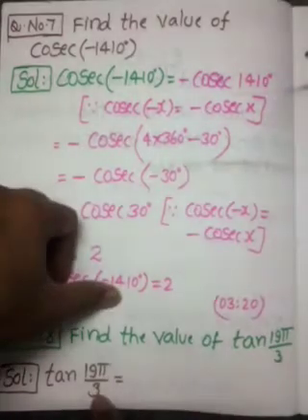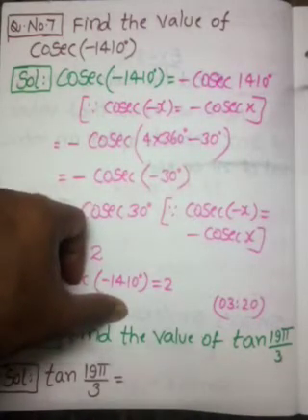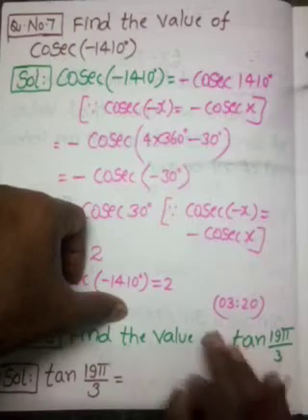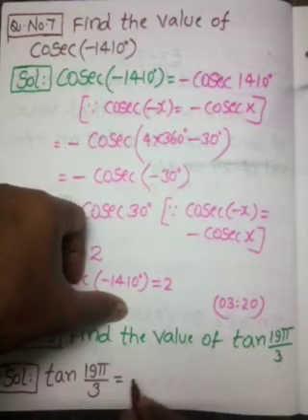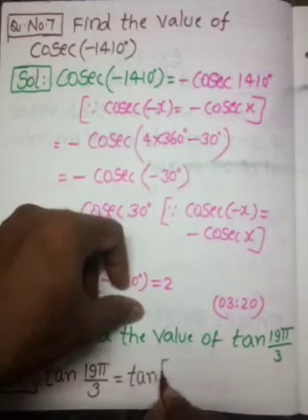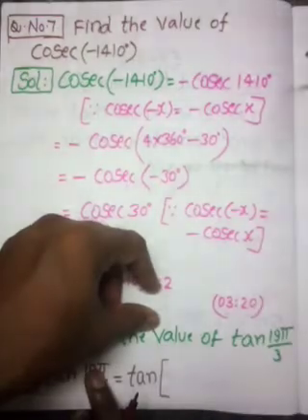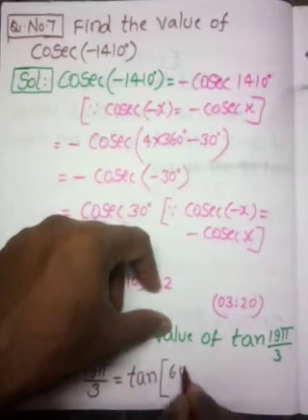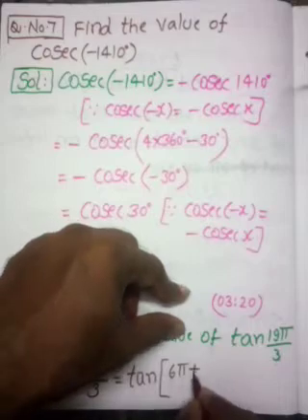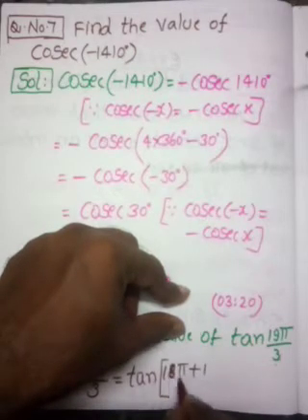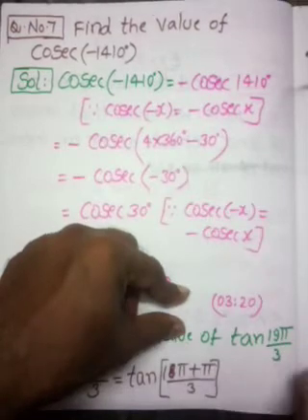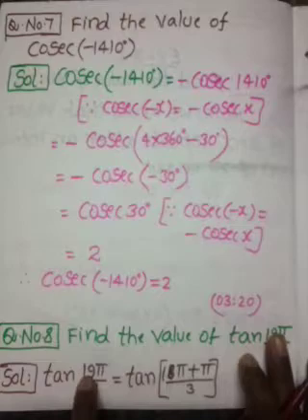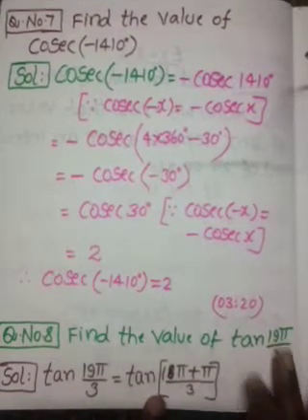Tan 19 pi by 3. Now see here, what is the denominator? 3. So we have to divide this numerator by the denominator. Then what will you get here? 3 6s are 18. Isn't it, my dear children? So 18 pi plus pi by 3. We have to split this number as a multiple of 3. I wrote the numerator like this.